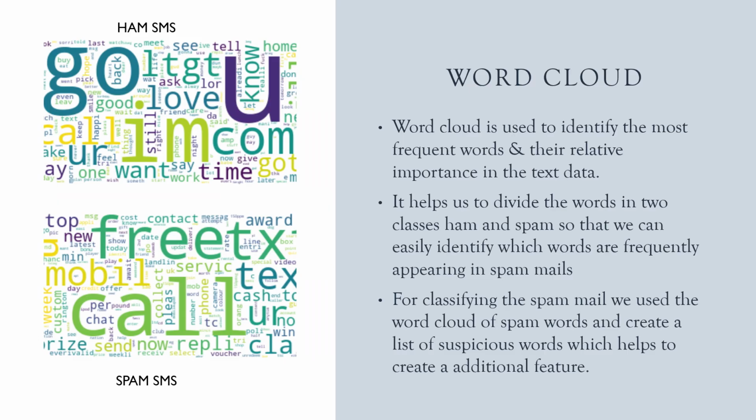Now we are presenting a word cloud of HAM SMS and spam SMS. Word cloud is used to identify the most frequent words and their relative importance in the text data. It helps us to divide the words in two classes, HAM and spam, so that we can easily identify which words are frequently appearing in spam emails. For classifying the spam email, we use the cloud of spam words and create a list of suspicious words, which helps to create an additional feature.